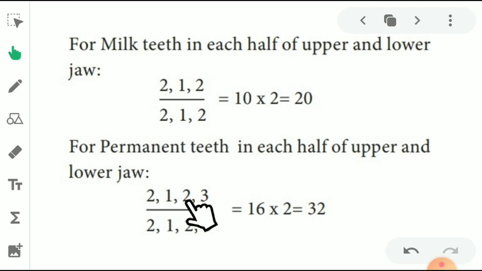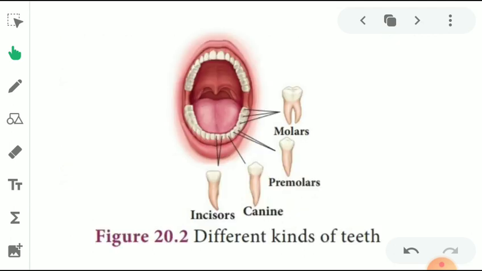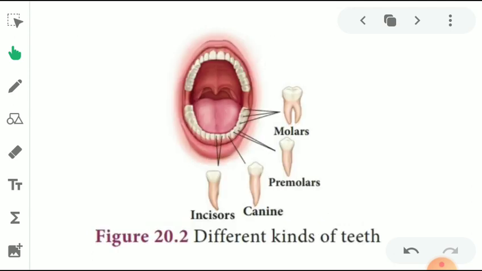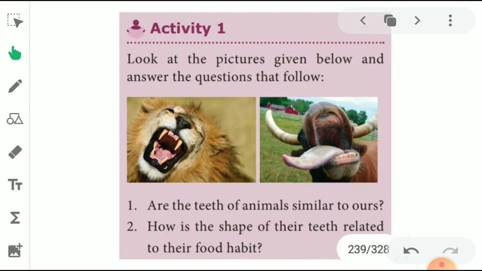Permanent teeth: incisors, canine, premolar, and molar. This half has 8 teeth, this half 8 teeth, totally 16. Upper jaw 16, lower jaw 16, totally 32 teeth. Look at this picture. The lion has canine teeth here. The cow does not have canine and upper incisor teeth. Their shape and teeth are related to their food habit.